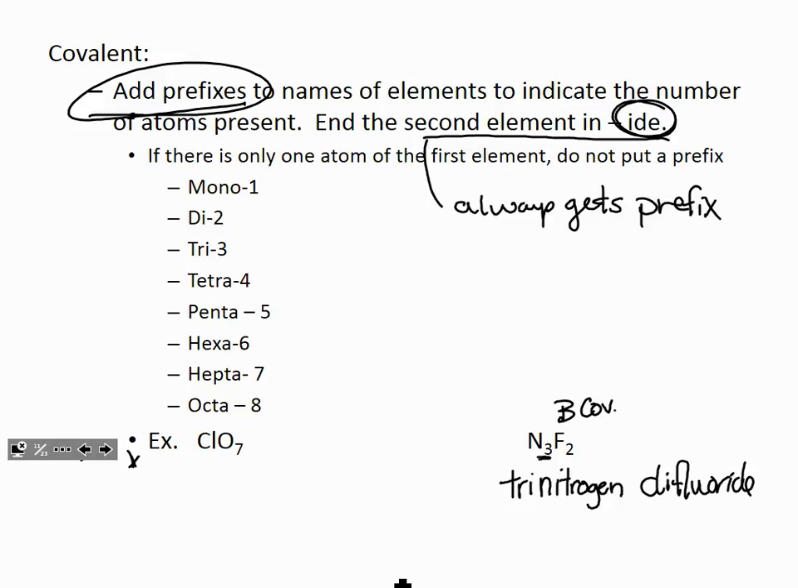On the first example here, we have chlorine and oxygen. Chlorine is a nonmetal, so we know it's covalent. There's only two elements, chlorine and oxygen, so we know that it's binary. The prefix for 1, indicating 1 chlorine, is mono, so we don't write it. The prefix for 7 is hepta. And that prefix hepta goes on oxygen. Oxygen becomes oxide.